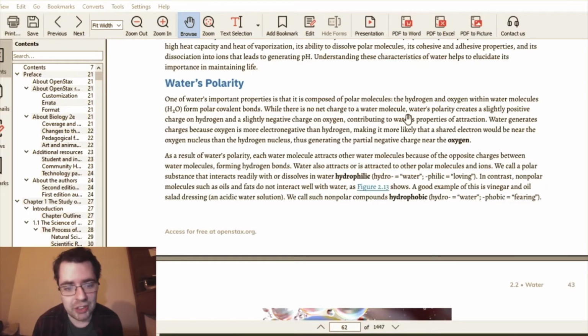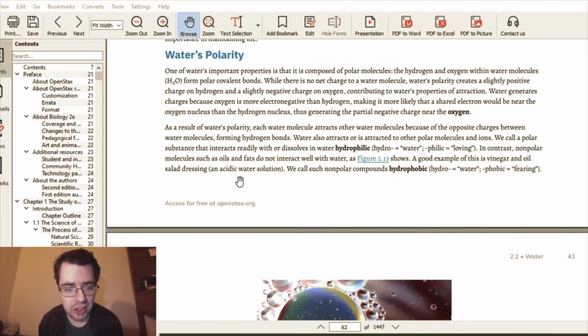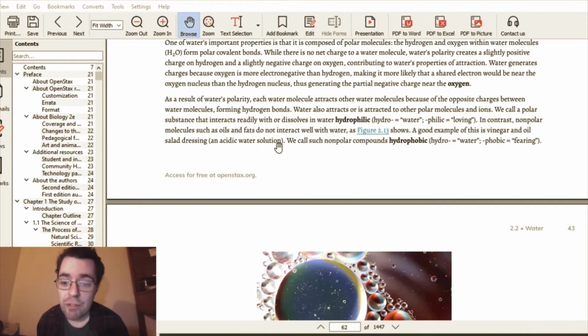Water generates charges because oxygen is more electronegative than hydrogen, making it more likely that a shared electron would be near the oxygen nucleus than the hydrogen nucleus, thus generating the partially negative charge near the oxygen. As a result of water's polarity, each water molecule attracts other water molecules because of the opposite charges between the water molecules, forming hydrogen bonds.